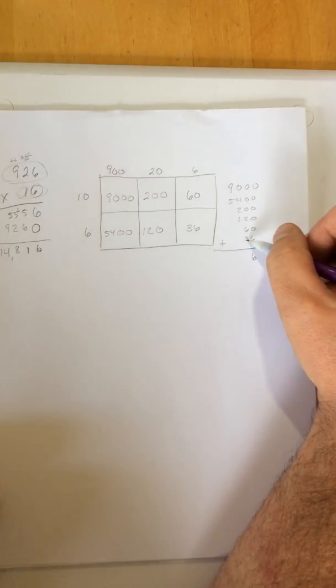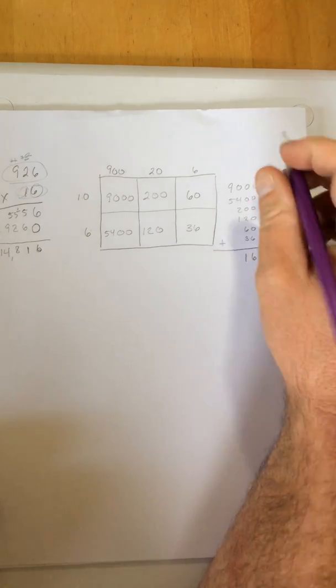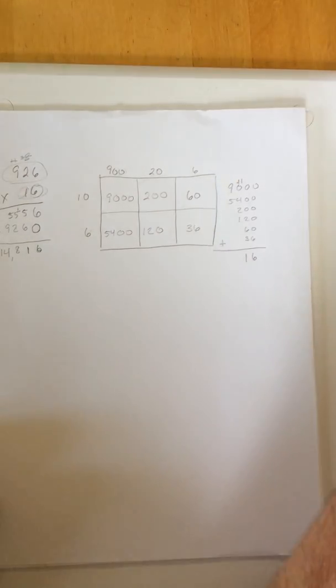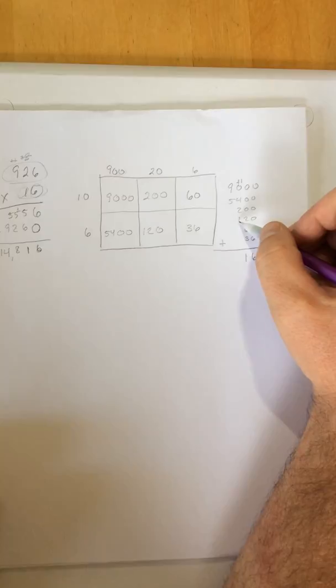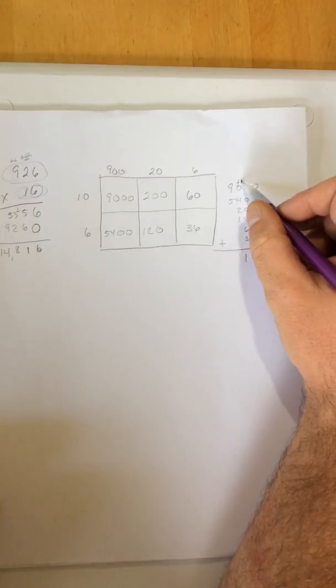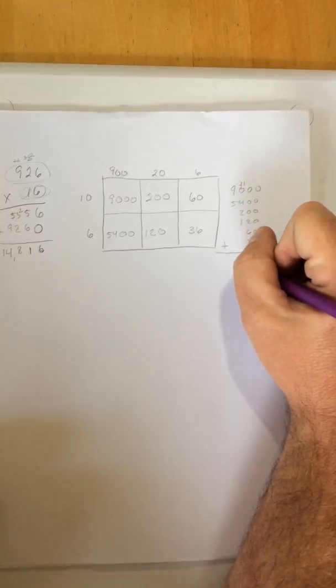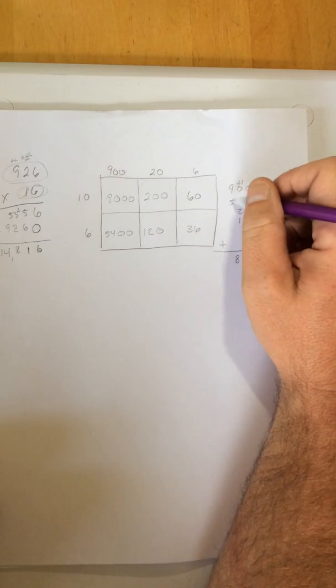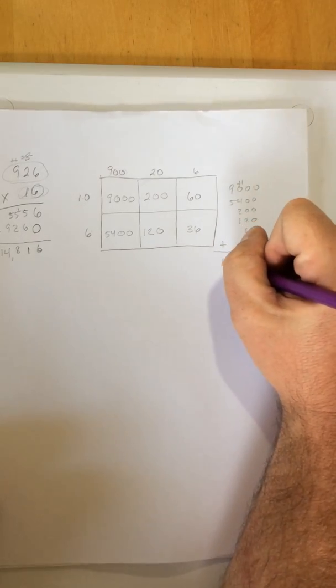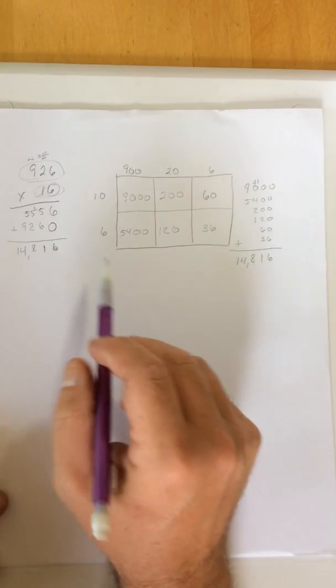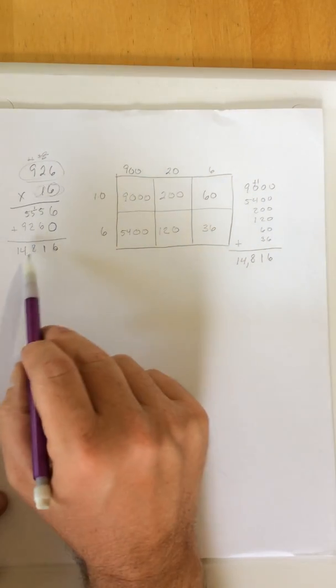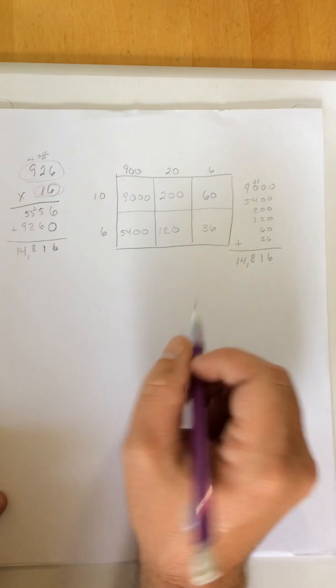2 plus 6 is 8. Plus 3 more is 11. I'm going to regroup. 4 plus 2 is 6. Plus 1 more is 7. Plus 1 more yet is 8. 9 plus 5 is 14. So 2 ways we have shown that 926 times 16 is 14,816.